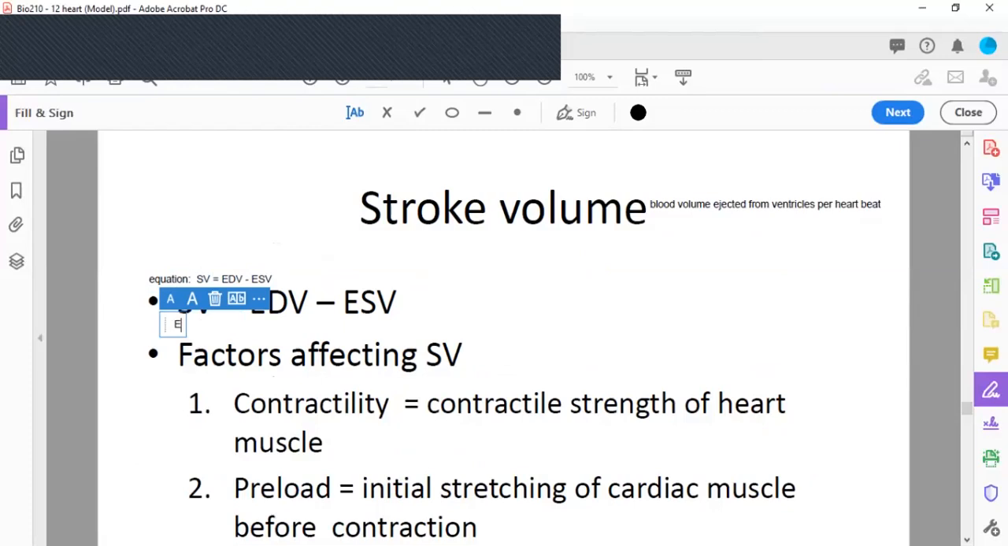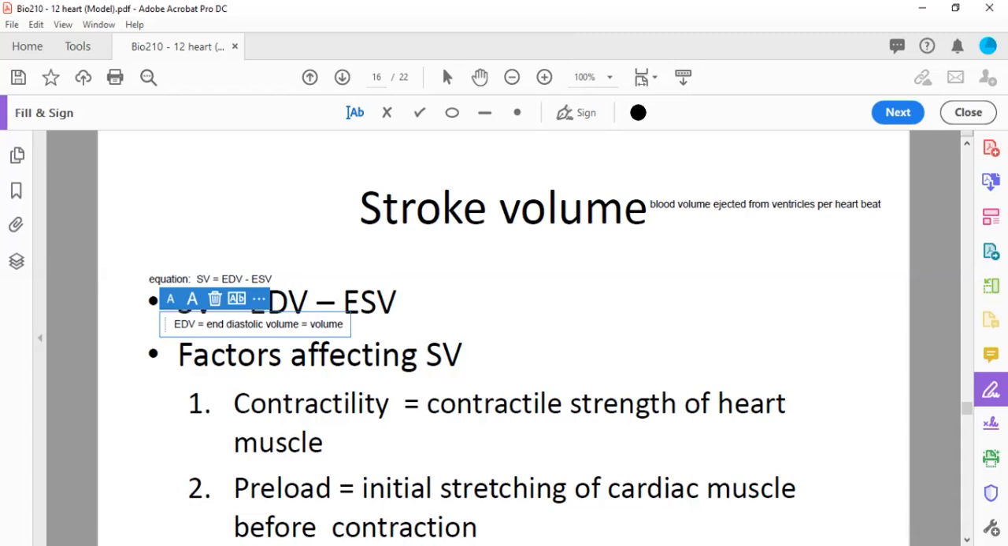So EDV is defined as end diastolic volume, which is defined as the volume in the ventricles prior to contraction. So what that means is that it could be defined as the volume in the ventricles before ventricular contraction.